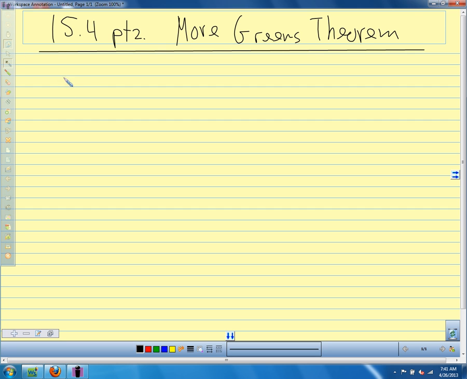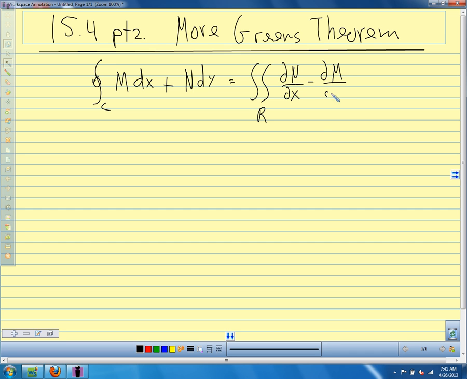So when we stated Green's theorem, we said that the integral around a closed path of M dx plus N dy was the double integral over the region enclosed by the path of dN/dx minus dM/dy over that region, where our vector field is Mi plus Nj. Green's theorem tells us this.